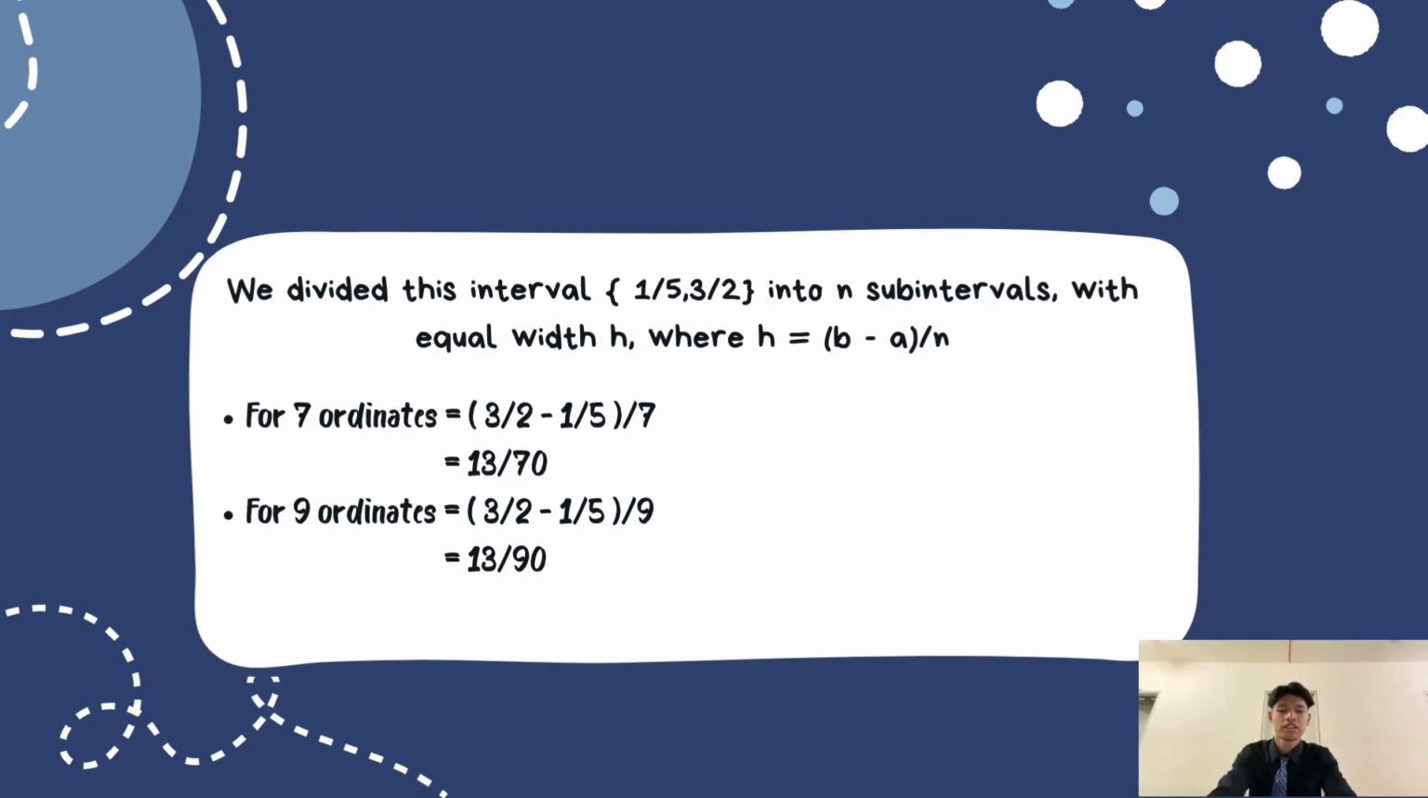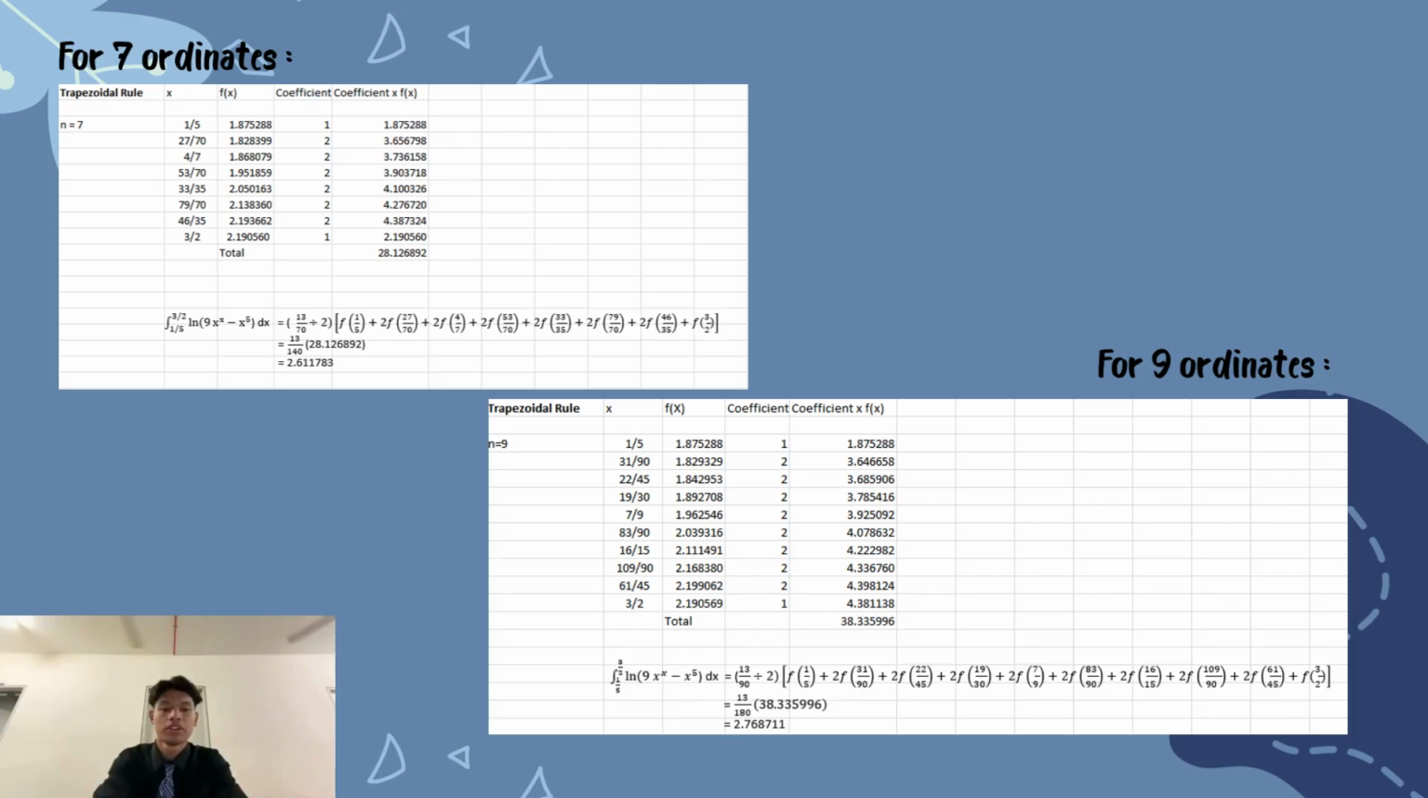Step 1, we divide this interval 1/5, 3/2 into n subintervals, which equal h, where h equals (b minus a) over n. For 7 ordinates, (3/2 minus 1/5) over 7, and we got 13/70. While for 9 ordinates, (3/2 minus 1/5) divided by 9, and we got 13/90. For 7 ordinates, we got 8 intervals starting with 1/5 followed by 27/70, and lastly 3/2.